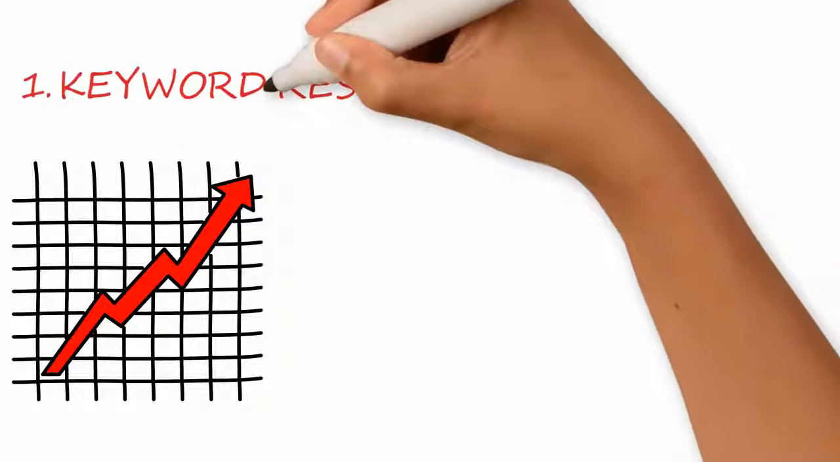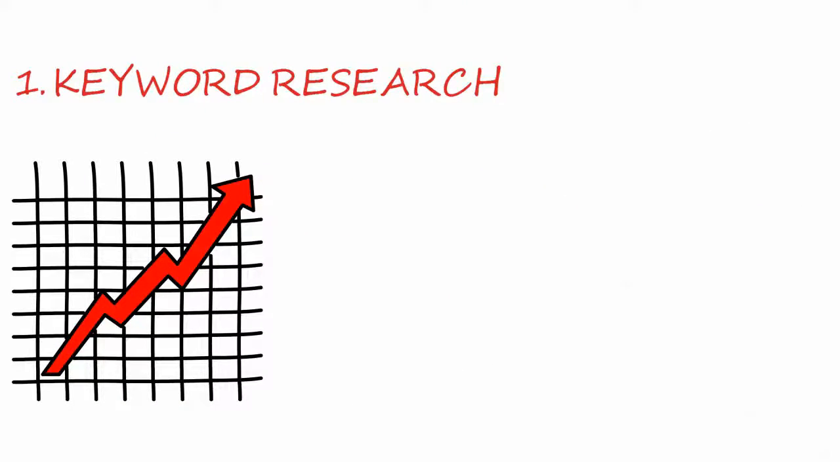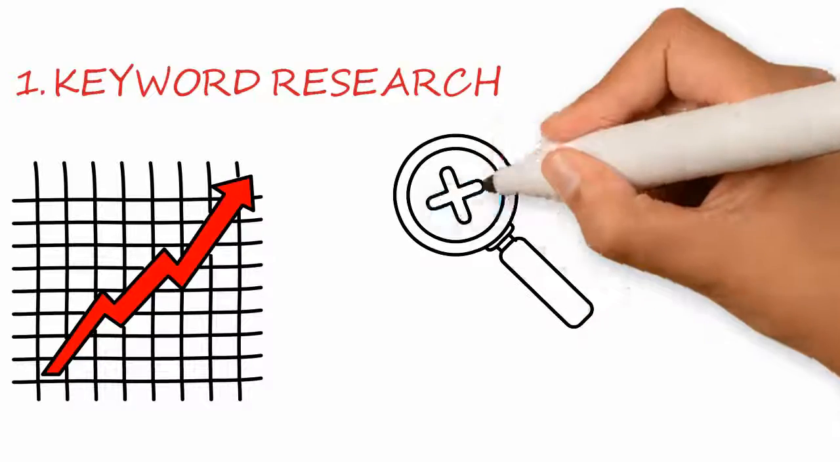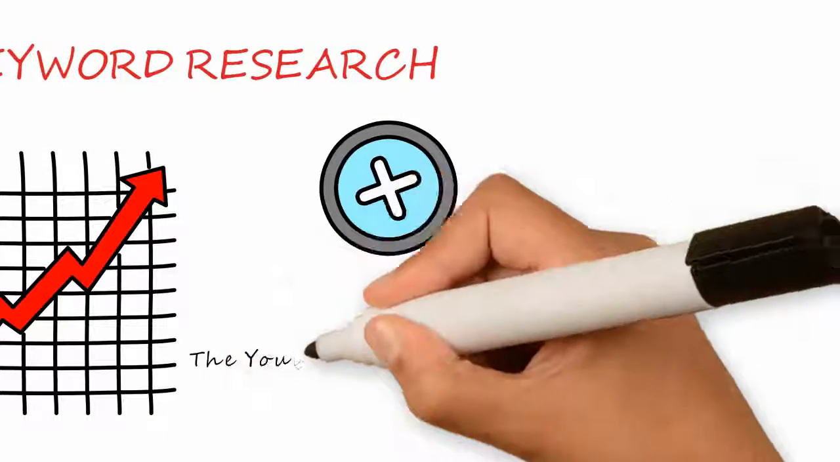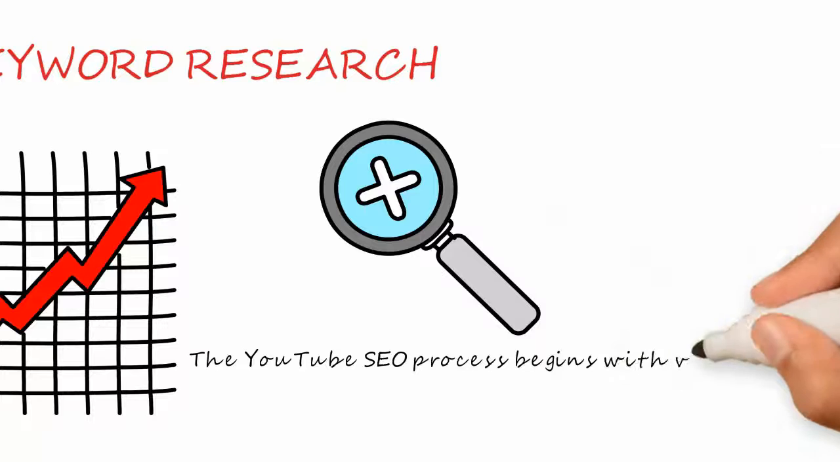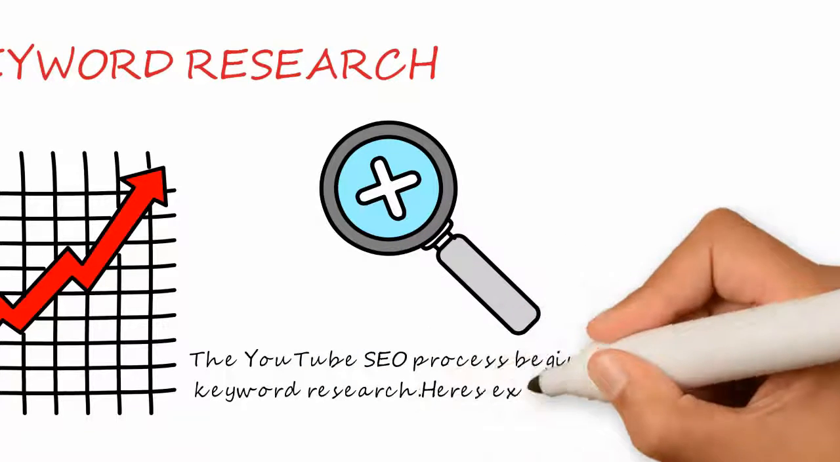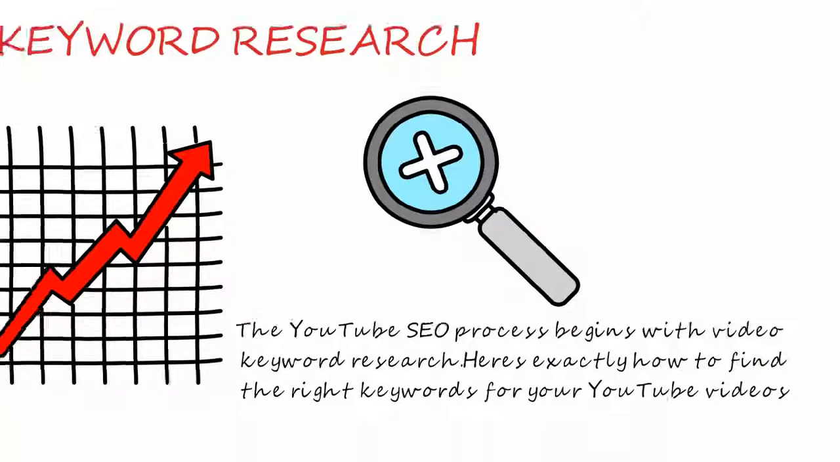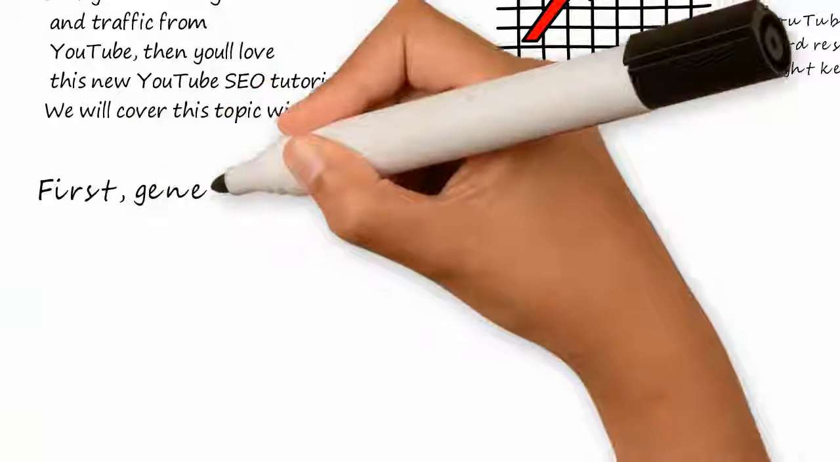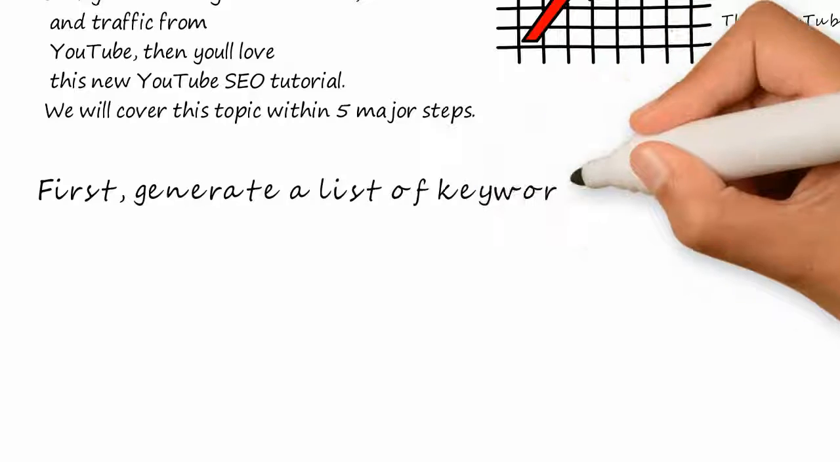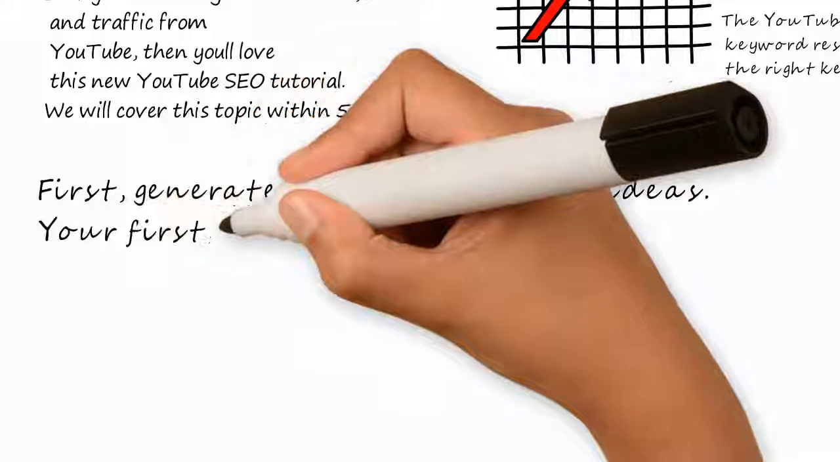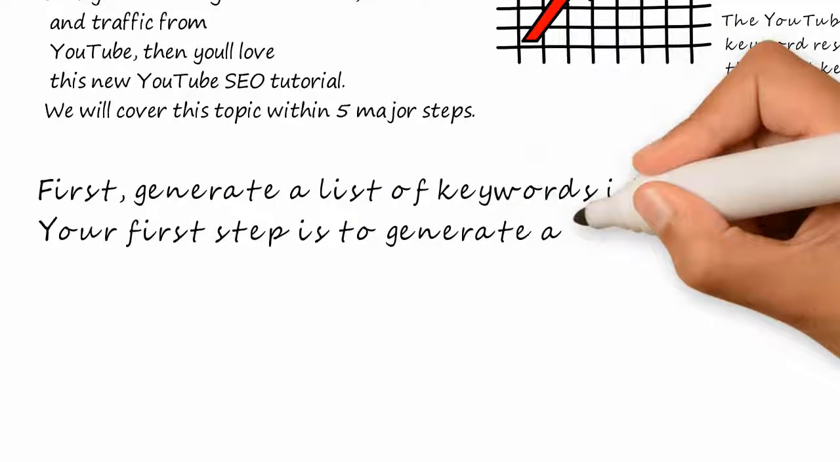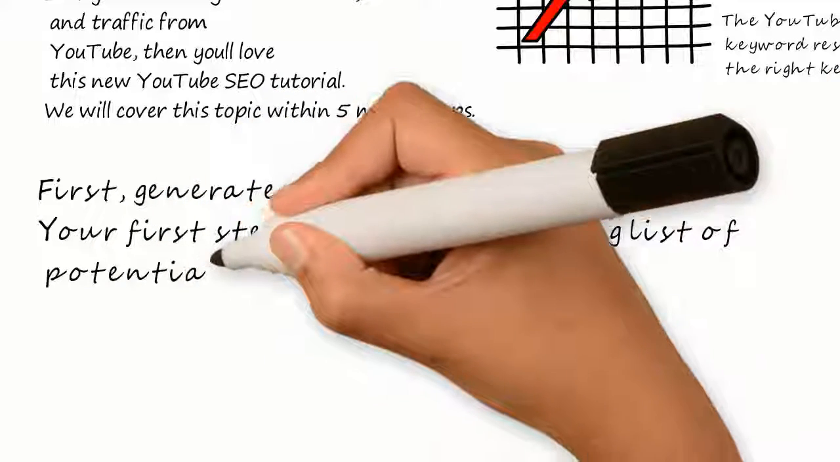1. Keyword research. The YouTube SEO process begins with video keyword research. Here's exactly how to find the right keywords for your YouTube videos. First, generate a list of keyword ideas. Your first step is to generate a big list of potential keywords. Then, in the next step, I'll help you find the best keyword from your list. Here's how to find keywords for your YouTube videos.